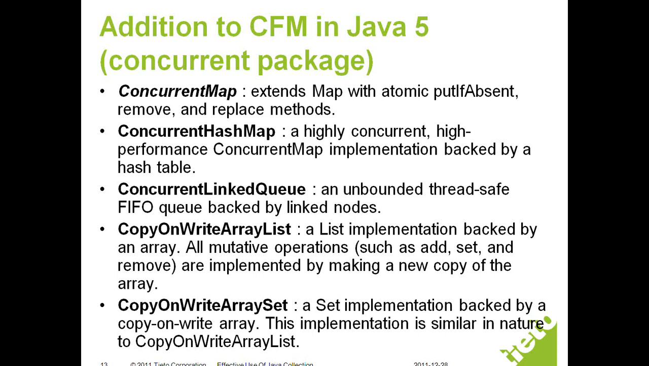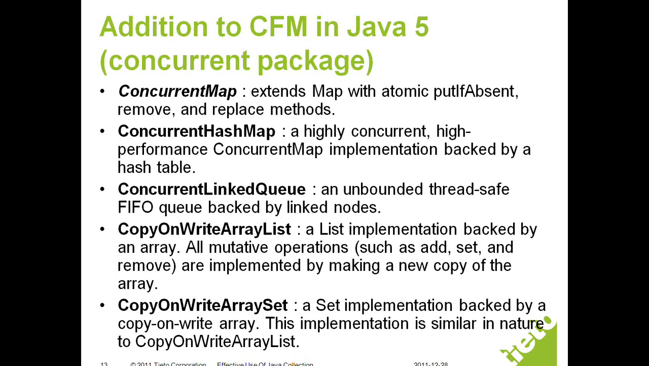In both cases, it just creates a separate copy. So the iterator which you got before the update will work on its own separate copy. So you won't be getting a concurrent modification exception anymore.